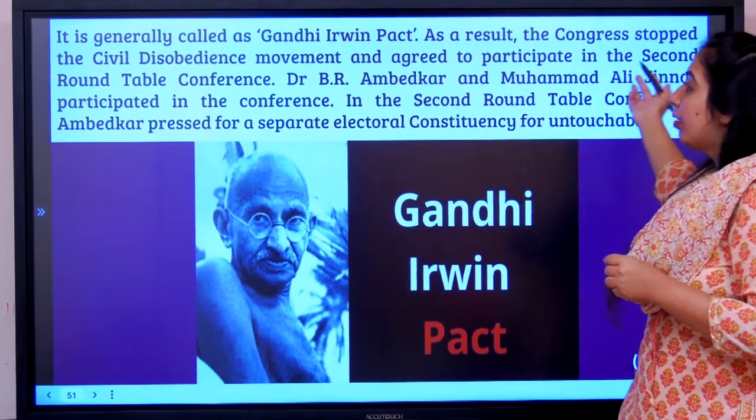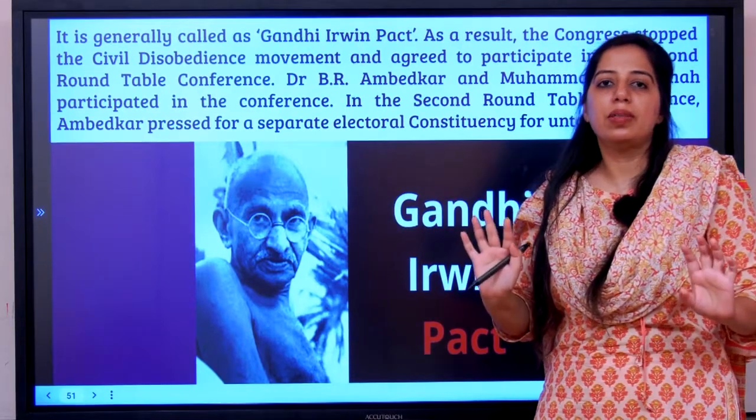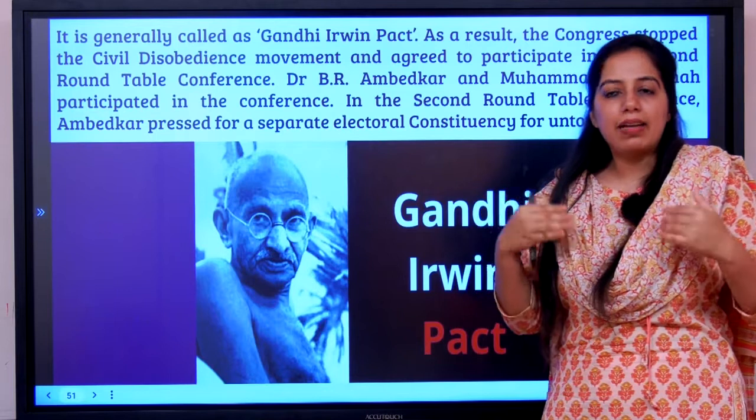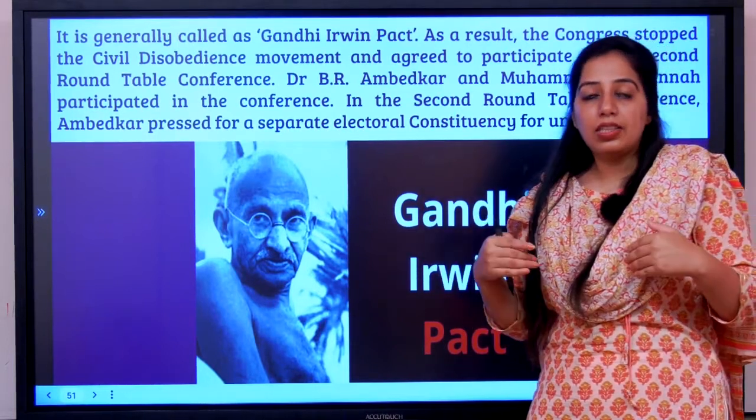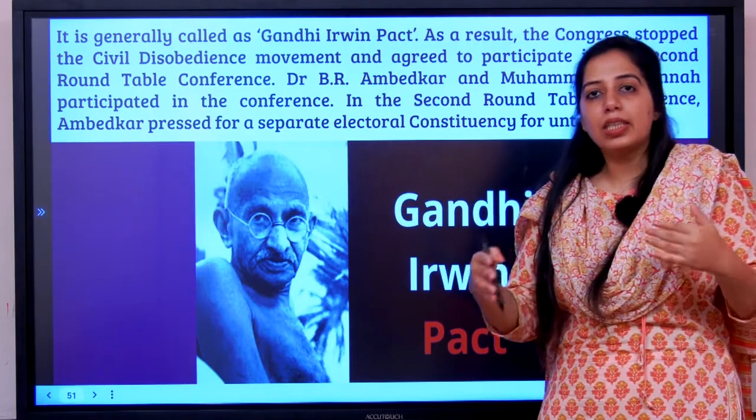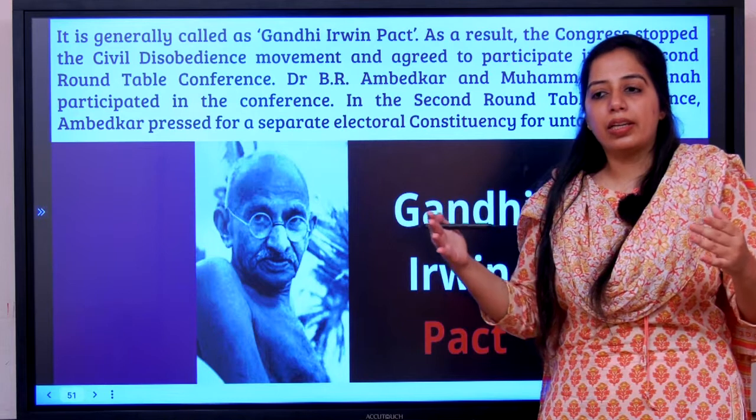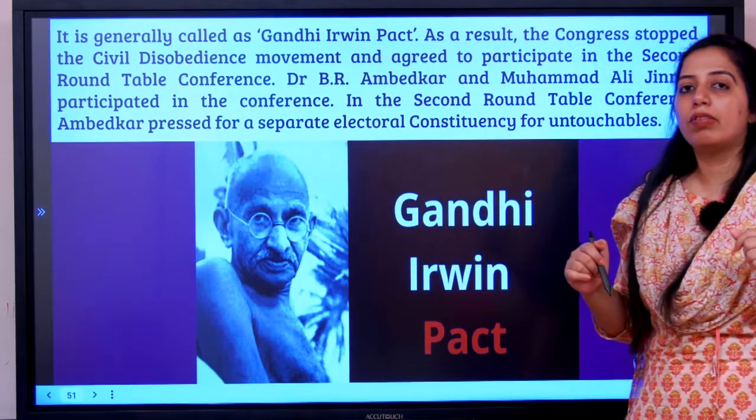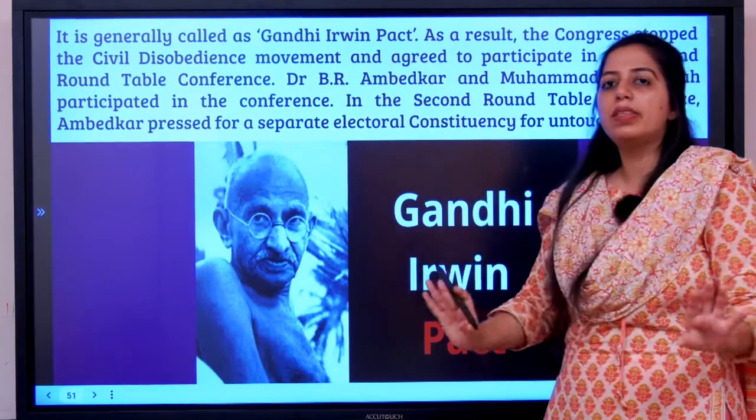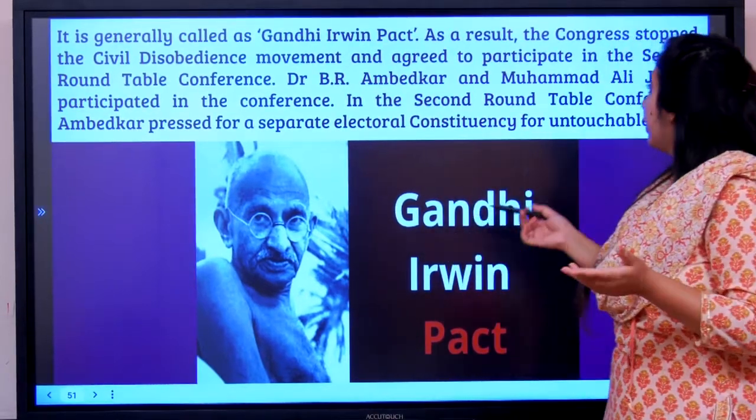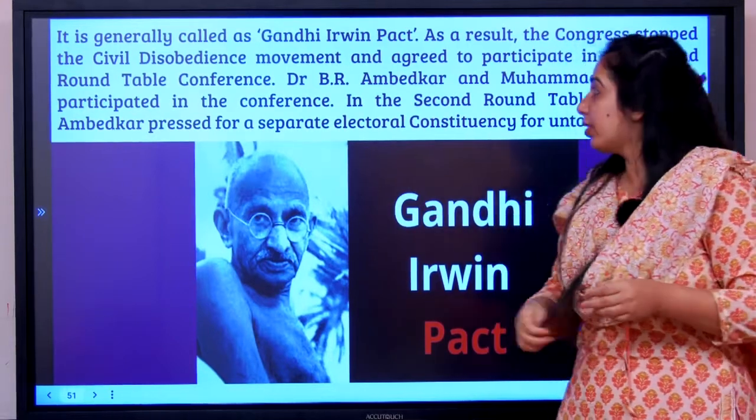As a result, the Congress stopped. The British said, you stop the civil disobedience movement. Irwin said, I have some demand, like you stop the civil disobedience movement. Gandhiji also told, I have certain demands. Both agreed to each other's demands, and as a result Gandhiji said, okay, now we will attend the Roundtable Conference. So we know very clearly, from the British the demand was to stop the civil disobedience movement, which we agreed. And then we participated in the second Roundtable Conference.